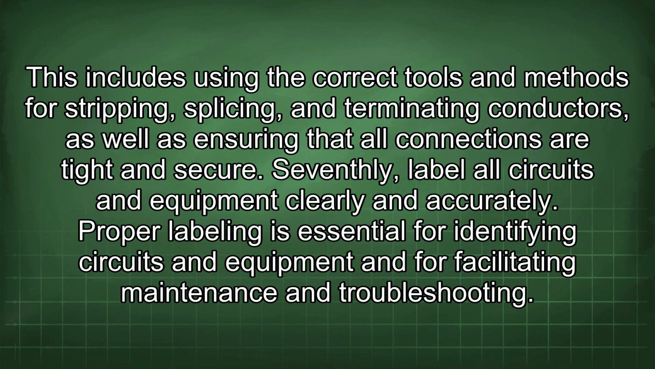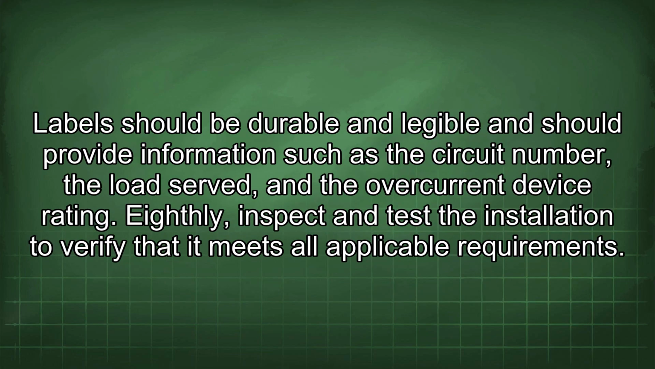Seventhly, label all circuits and equipment clearly and accurately. Proper labeling is essential for identifying circuits and equipment and for facilitating maintenance and troubleshooting. Labels should be durable and legible and should provide information such as the circuit number, the load served, and the overcurrent device rating. Eighthly, inspect and test the installation to verify that it meets all applicable requirements.